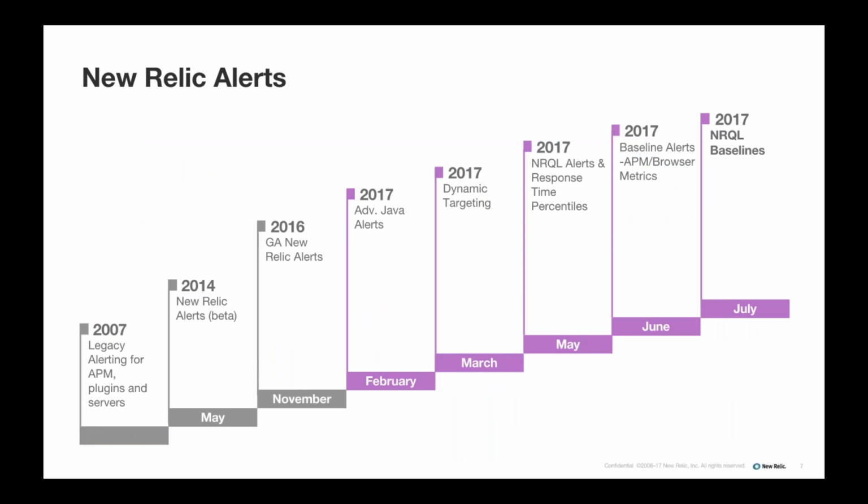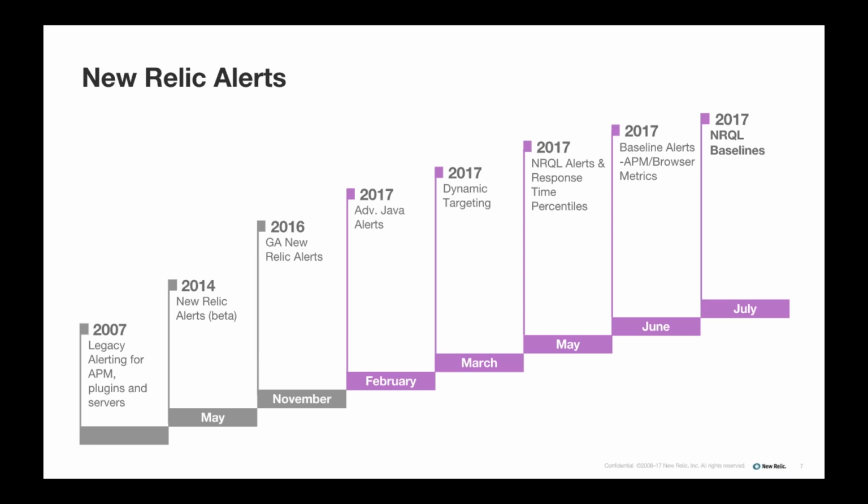Now, let's talk about the topic of the day, that is alerts. And as I mentioned earlier, at New Relic, we focus a lot on alerting capabilities. We believe that if you're not alerting, you're not really monitoring. And over the last few years, we have invested heavily in alerts. If you look at the timeline, we started back in 2007 where we introduced legacy alerting for APM plugins and servers. Though legacy alerting did its job of alerting, it wasn't very cohesive since every product had its own alerting policies.